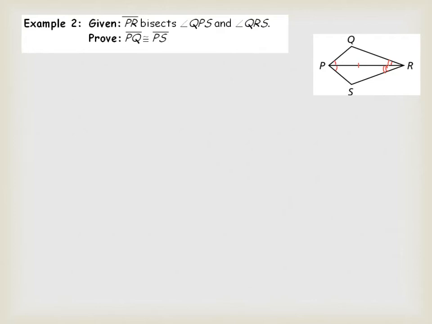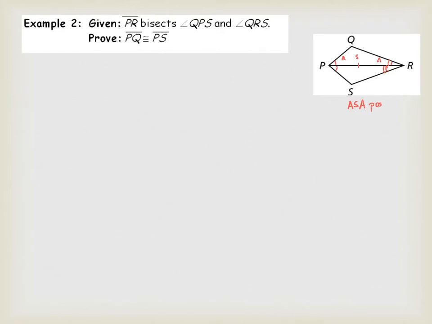Now that I have annotated as far as I can, I take a step back. As I'm looking at this picture, I notice I have two triangles, and I have three pieces of information. I have an angle, a side, and an angle, which means that these two triangles are congruent because of the angle, side, angle postulate.